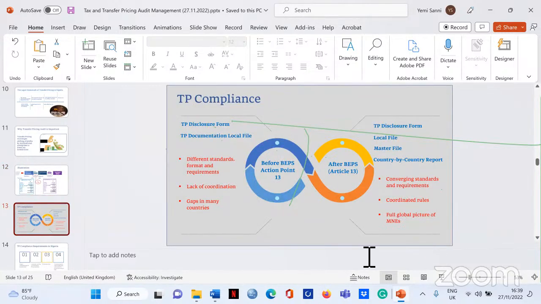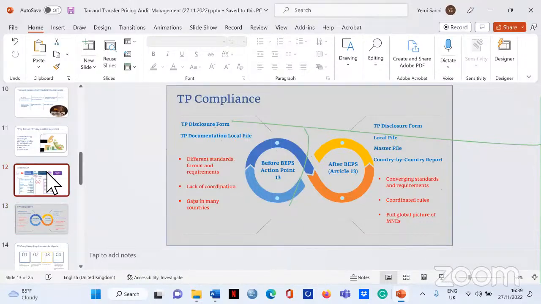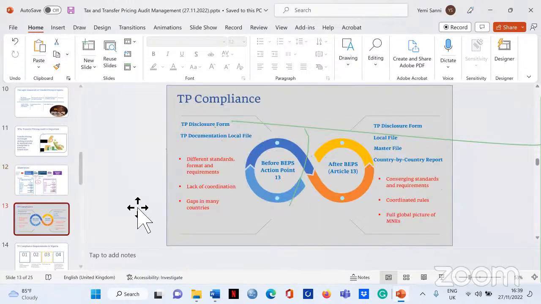Sorry, let me just go to the right. So I hope that is clear. So that explains why. Now we talk about TP compliance.